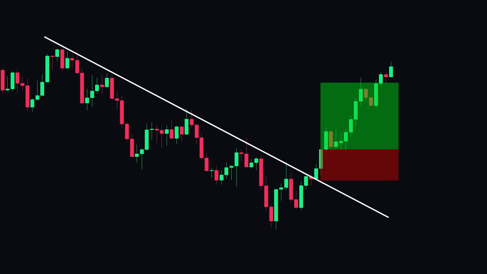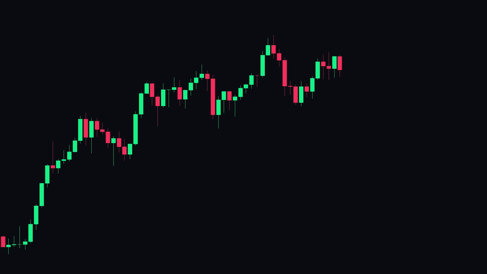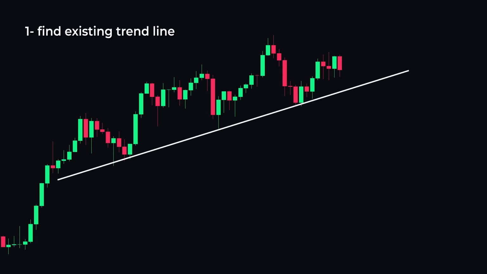Now, let's look at another example. Again, the first step is finding an established trend line. In this case, it's an uptrend, meaning we're looking for a trend change to a downtrend.